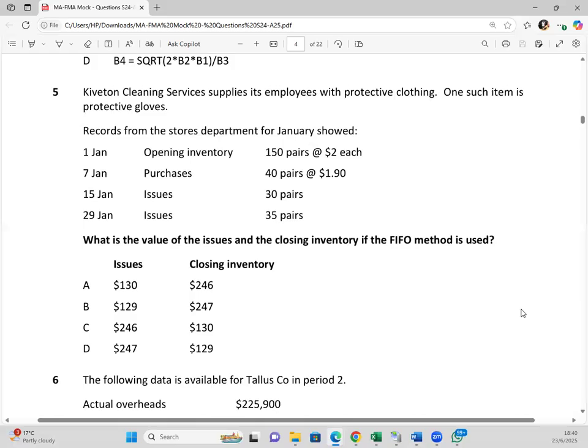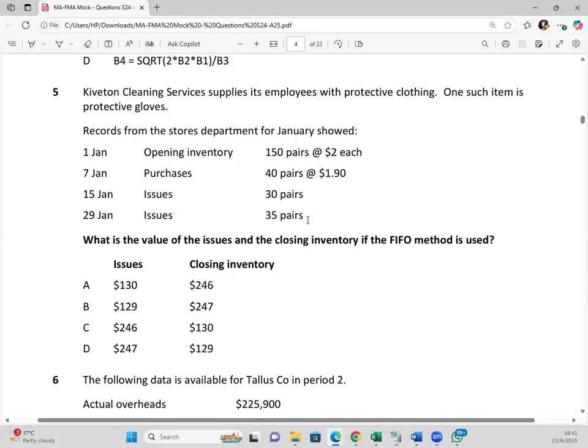Okay, I'm now expecting the answer. This one again, you can even work it out just by inspection. So what is the value of the closing inventory? Let's start with that one.